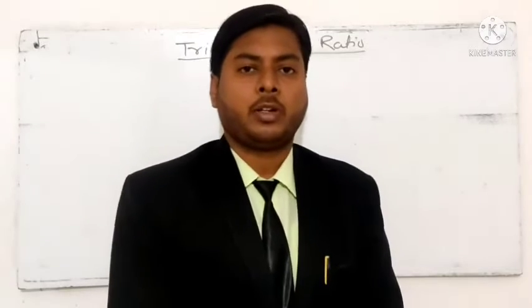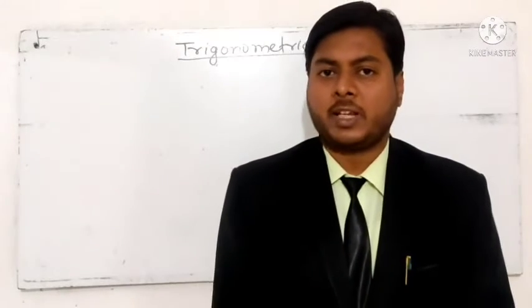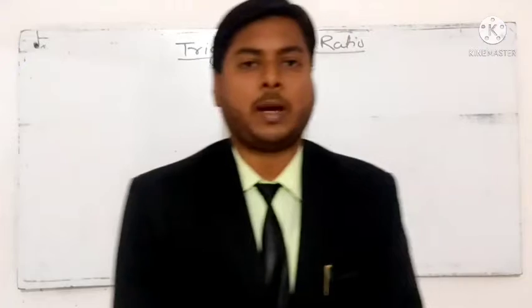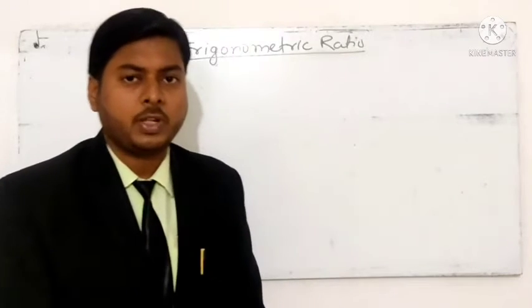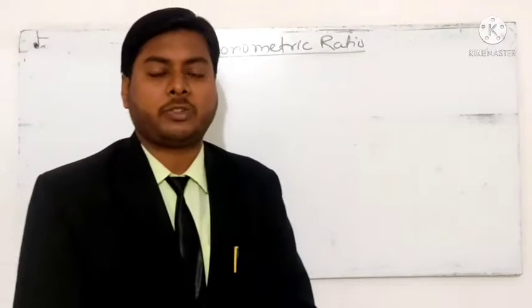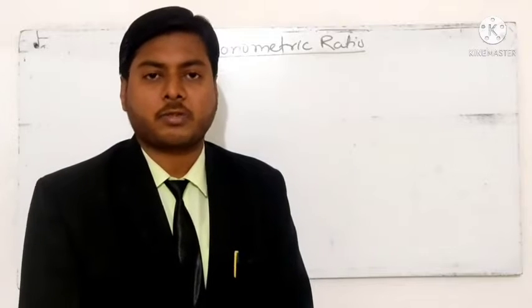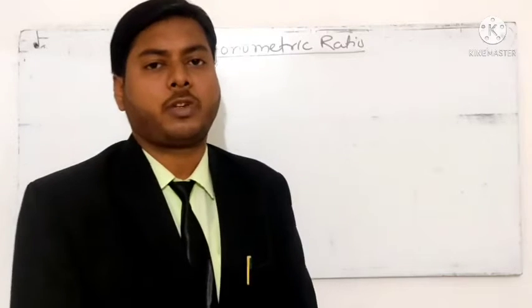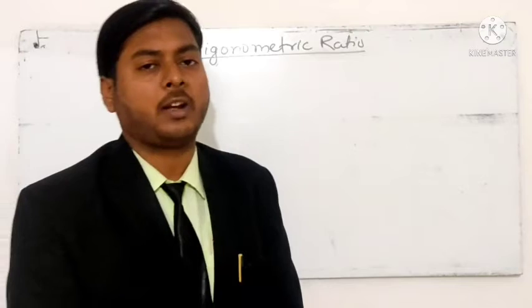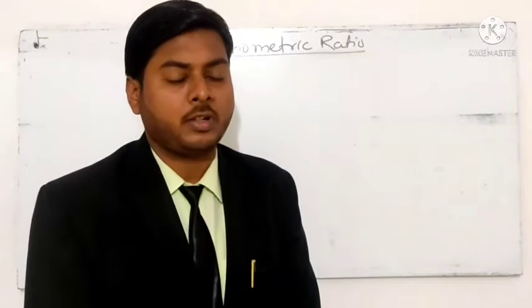In trigonometry, there are section-wise categories. The first chapter is trigonometric ratios. The second chapter is trigonometric angles. The third chapter is trigonometric identities and heights and distances.